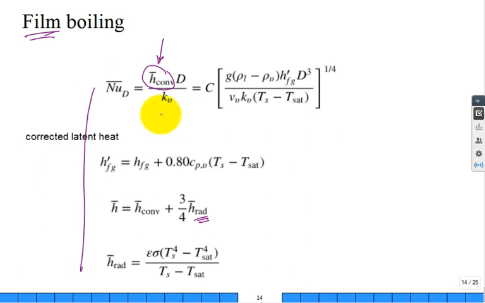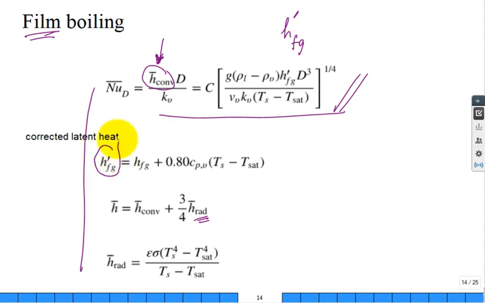So you'll have a relationship that looks like our maximum, to be able to unravel to find the average convective coefficient. In this equation, they have this HFG, and it looks almost like a typo. They have a little prime up there. What's that mean? Derivative? No. Per unit length? No. It's just a notation to say it's an adjusted or corrected latent heat. So it's primarily the latent heat plus 0.8 times specific heat, constant pressure of the vapor, times the excess temperature.